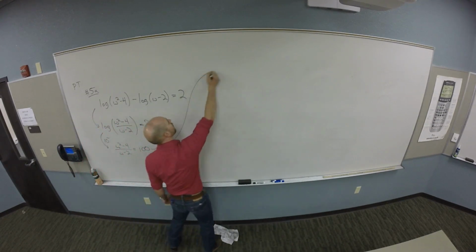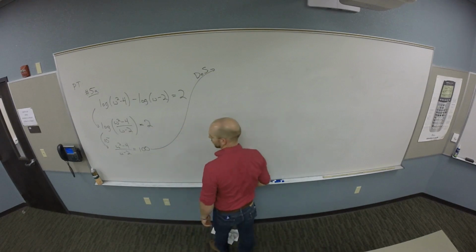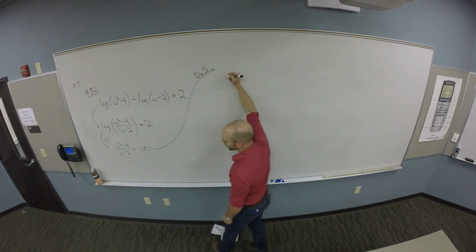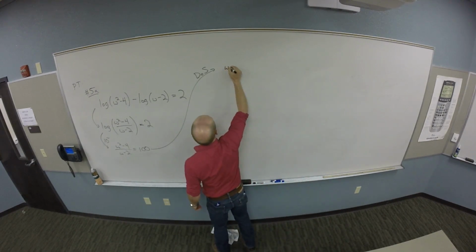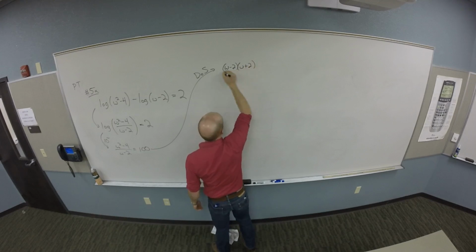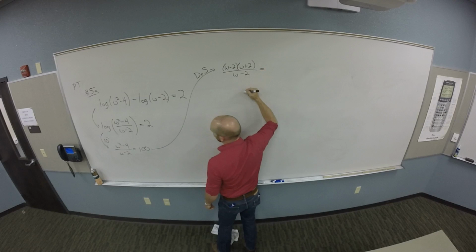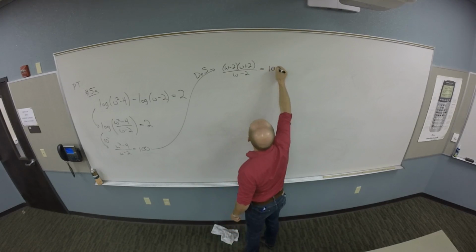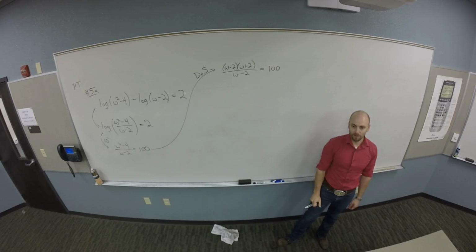Then you can notice the difference of squares. So what does the top factor into? w minus 2 times the quantity w plus 2. Or we could multiply both sides by w minus 2, and that would also work, except that we would spend some time factoring later.